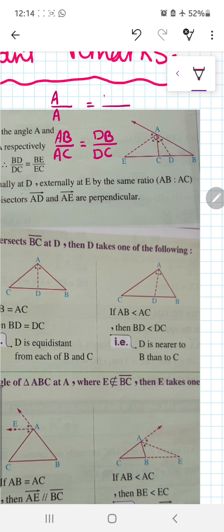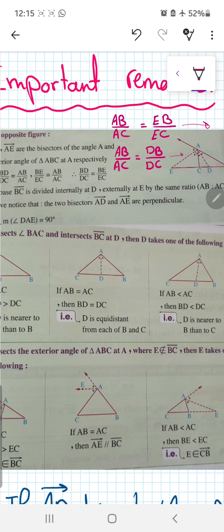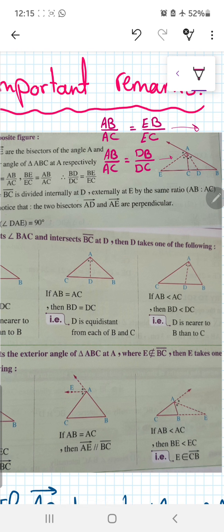Right AE, A and A, E and E, and the other two sides, which are B and C. What did you notice from these two relations? Here we have AB over AC equals EB over EC, and also AB over AC equals DB over DC. It means EB over EC equals BD over DC. So the base BC is divided internally at D and externally at E with the same ratio.